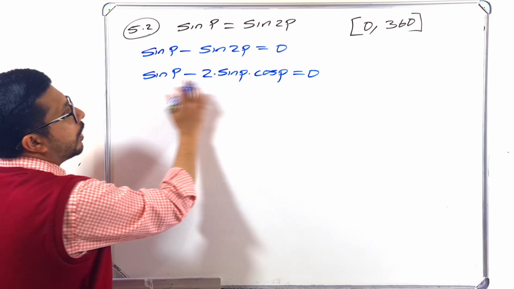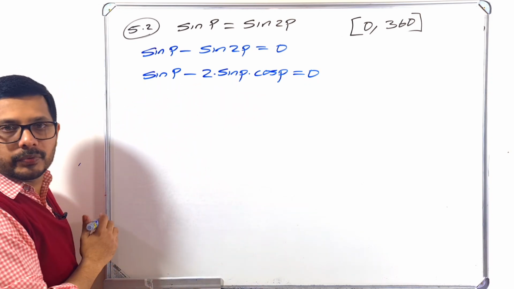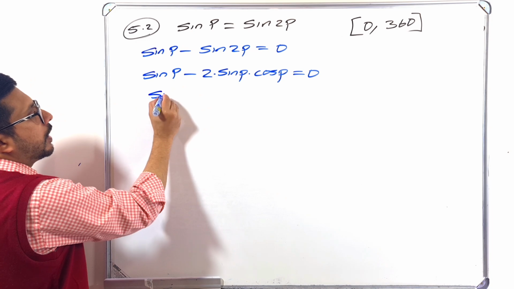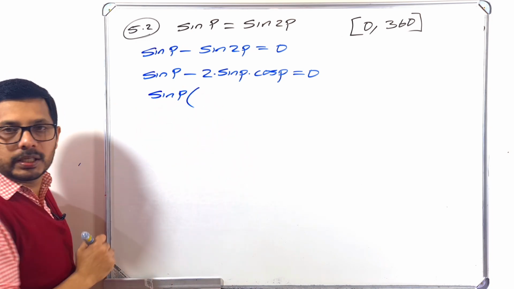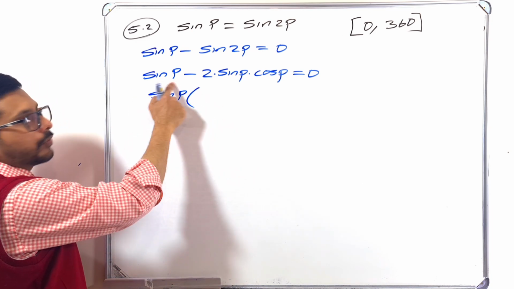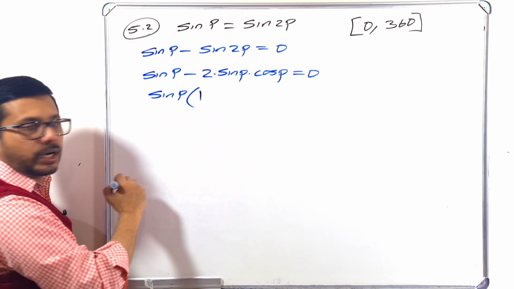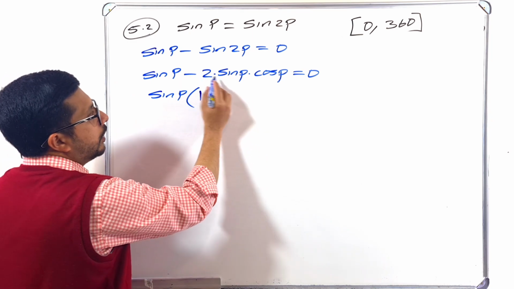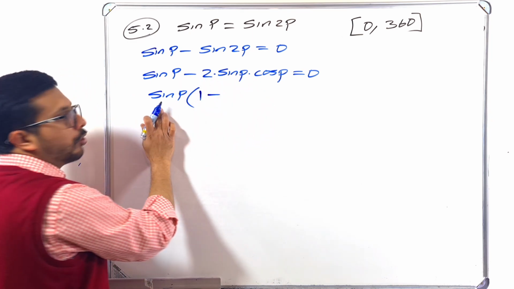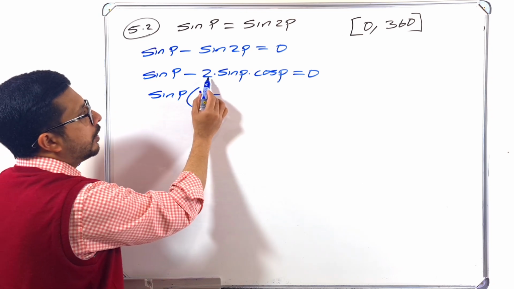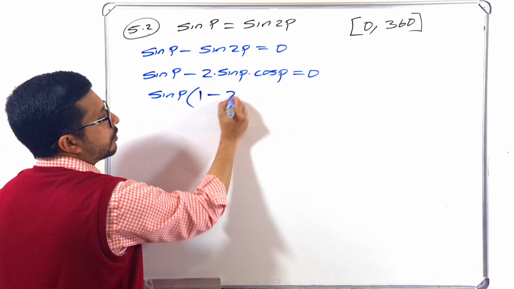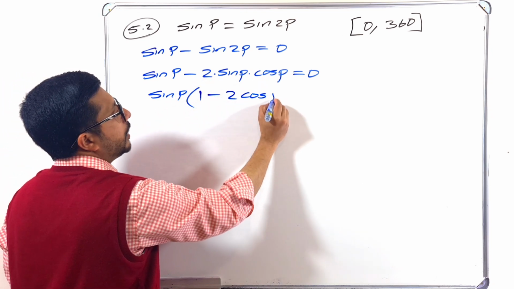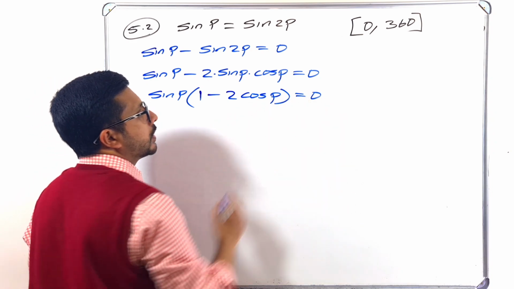Now take sin P as common factor. So what is that one? Sin P I'm going to take as common factor. So remaining on the first term, nothing, so it is 1. Then minus, I took this sin P as common factor, so what is remaining? 2 cos P. So 1 minus 2 cos P is equal to 0.